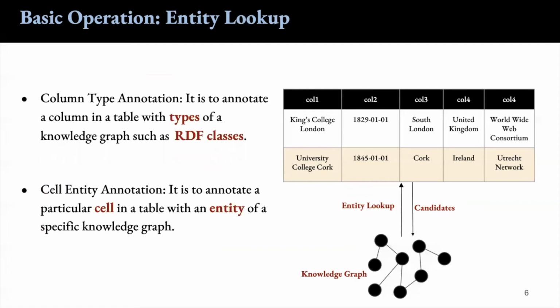Once the candidate set of entities is retrieved by the lookup function, the entities can be processed further in an application-specific manner. For example, these entities can be used to identify a type for a certain column in the table. In this example, this column can be identified with RDF class type university from DBpedia, for instance. Another task could be annotating certain cells in the table with entities in the knowledge graph, like, for example, mapping Utrecht network to Utrecht in the knowledge graph.